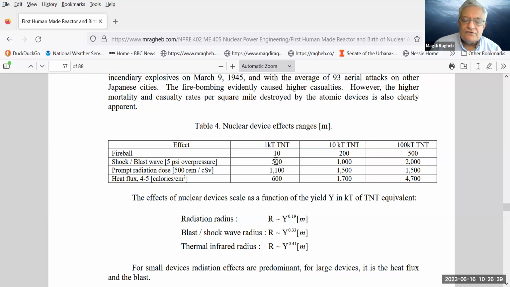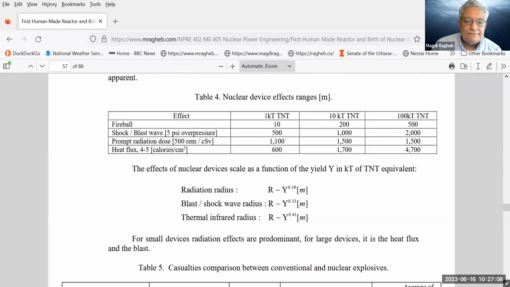The shock wave that is generated, or the blast wave, also depends on the yield. And some people put this into some equations for the radiation radius, the blast shock wave radius, and the thermal infrared. Infrared means that that's heat now that causes, of course, fires. So in addition to shock wave destruction, you get fires generated and burn the remaining material from the explosion.